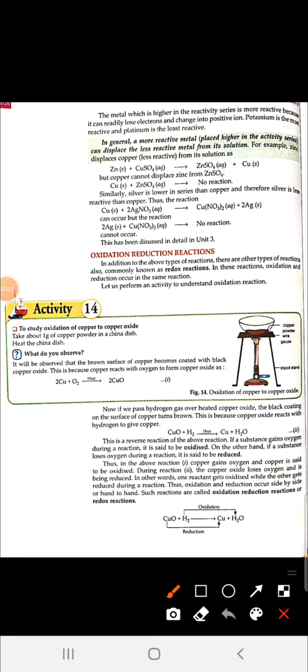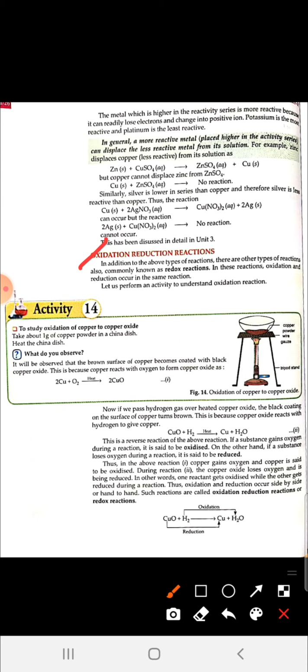Good morning, students. Our today's chemistry topic is oxidation reduction reactions. In the previous lecture, we did the reactivity series or activity series. So, today we will study about oxidation and reduction reactions.